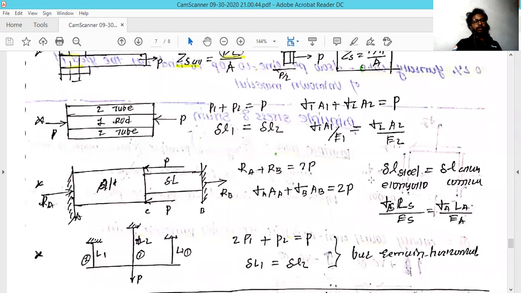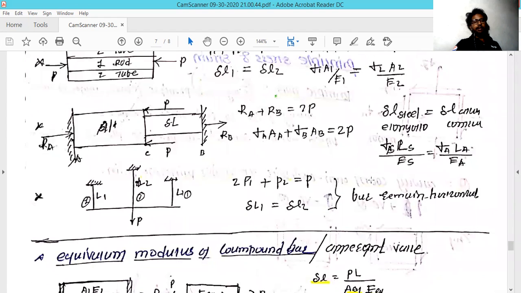So this is your third example, and the only thing is, most of the time there are only two equations we have to write. One is the force equation, and the second is the change in length equation. With respect to those two equations, you can find the required value of P, or the change in total length of that rod. Now we move to the fifth example.